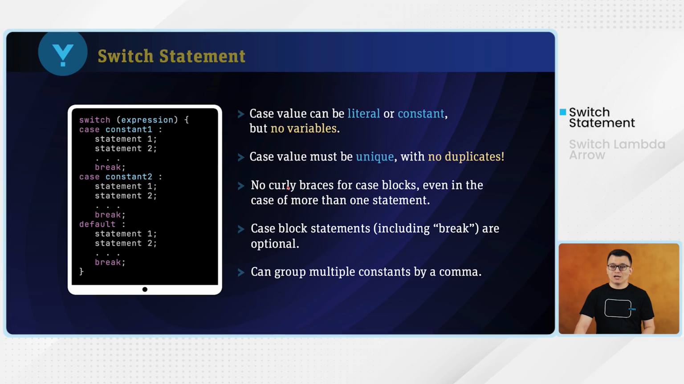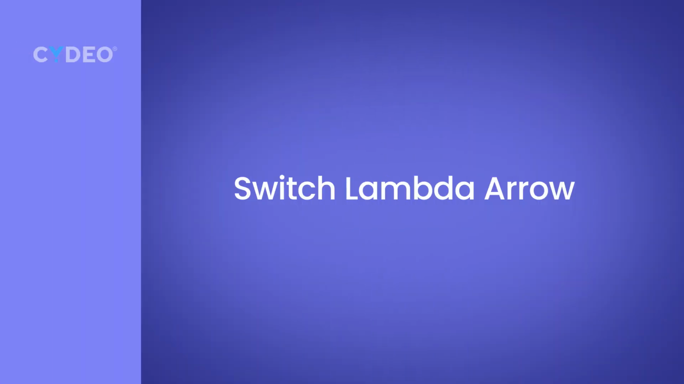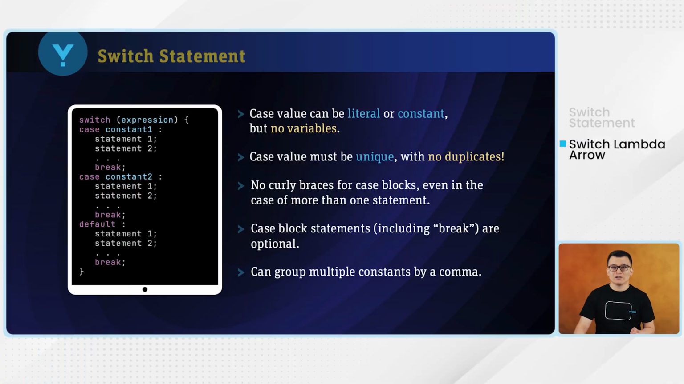Also, we stated that when we create the case blocks, we use colon. Even before Java 8, we only had this colon to define the scope of the case block. But since Java version 14, switch allows us to use the lambda arrows to define the case block.